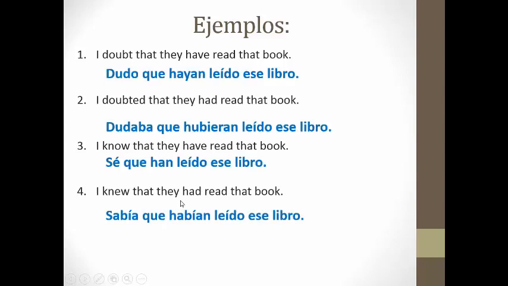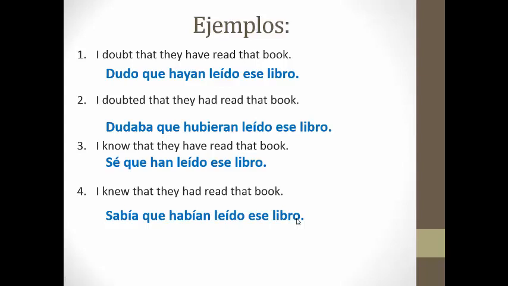So let's see how these would translate in Spanish. Dudo que hayan leído ese libro. Dudaba que hubieran leído ese libro. And then down here, 3 and 4 are indicative sentences. Remember, indicative means not subjunctive. Sé que han leído ese libro. And sabía que habían leído ese libro.